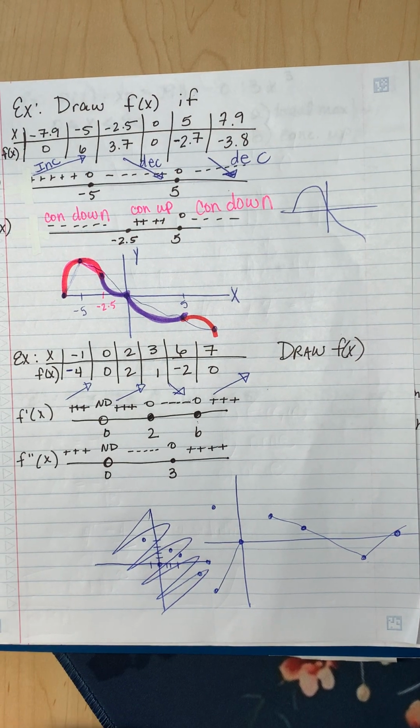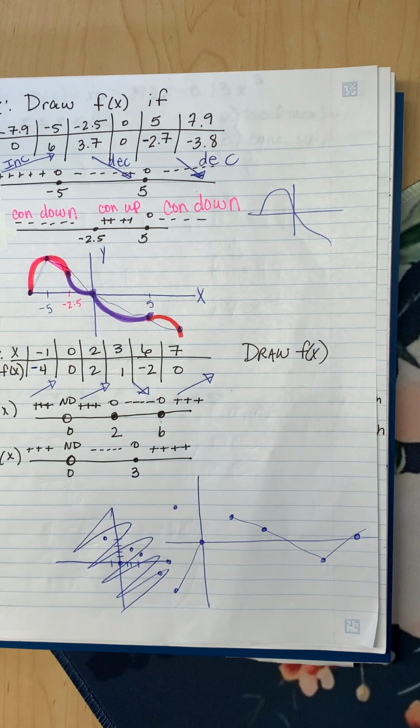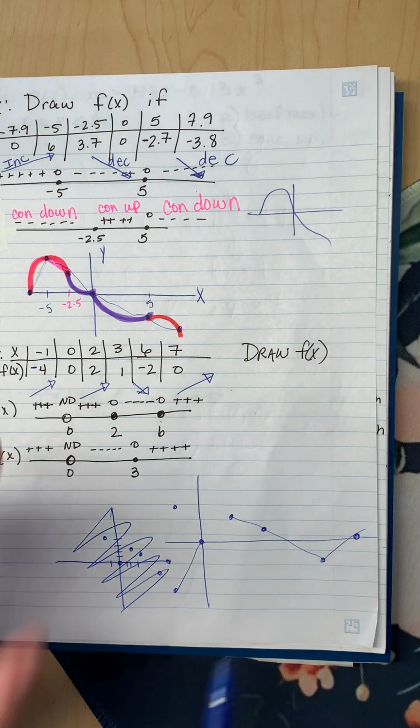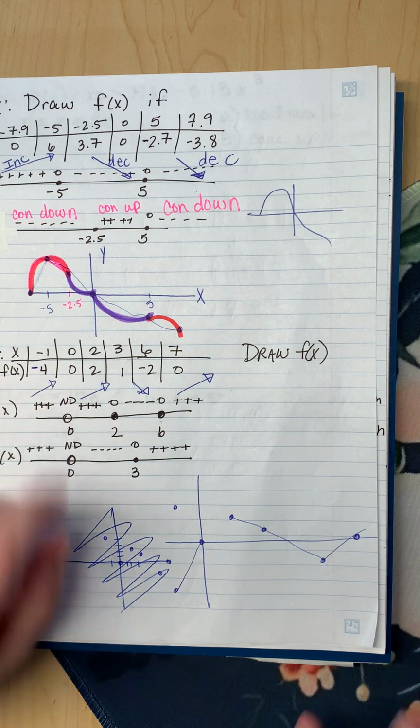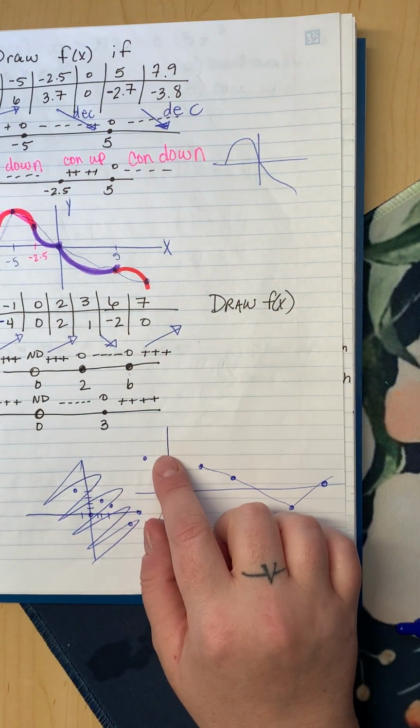Hey guys, this is 11.2. This is the second sign chart problem. I wrote down the wrong number, so this -1, -4 is supposed to be way down here, not up here. My bad.